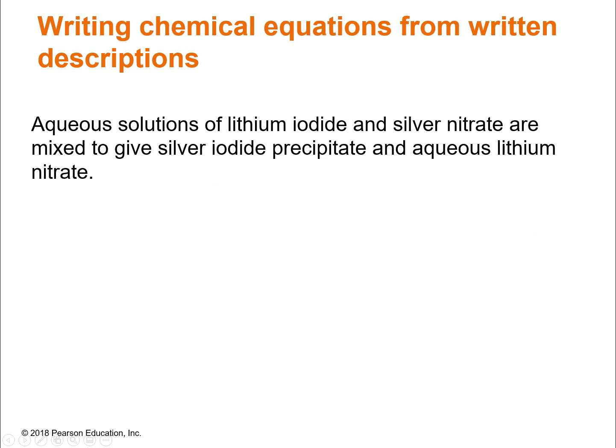Speaking of which, let's do the reverse. So you can take a written description and write the chemical equation from it. So we're just going to do one of those examples right now. The written description is in the same order as the chemical equation, just like we were writing it. So aqueous solutions of lithium iodide and silver nitrate. That tells us about the reactants.